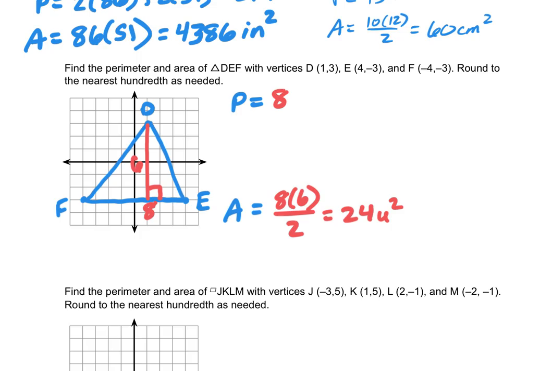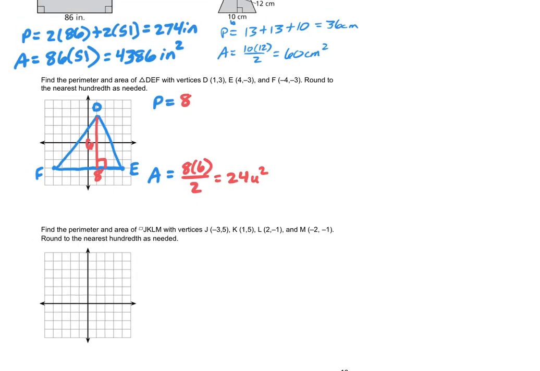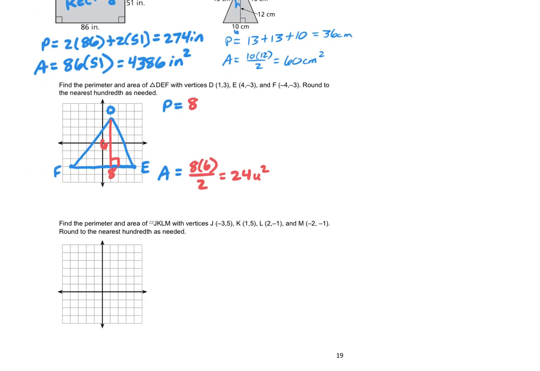The other 2 are going to be a little bit more difficult here, mainly because when I go from D to E or D to F, it's not vertical or horizontal, so I can't just count. I can't go from D to F and say 1, 2, 3, 4, 5, right? Anytime it has a slope or it's slanted like that, I can't just count like that. So I have to have another way of finding the length of that side.